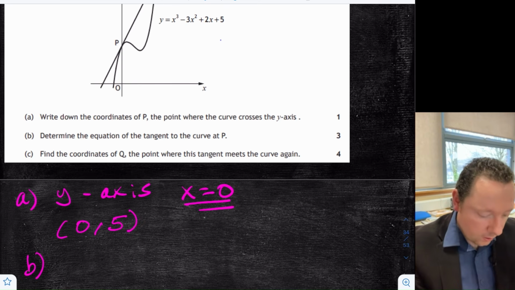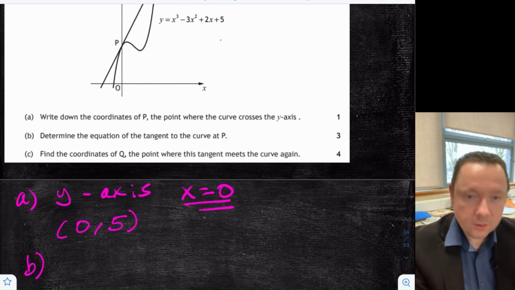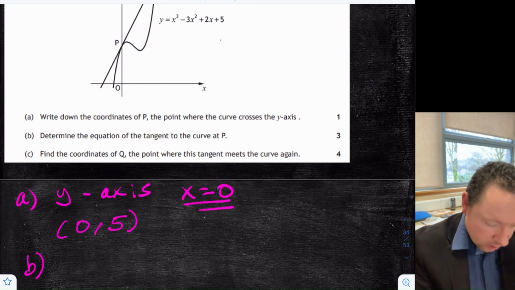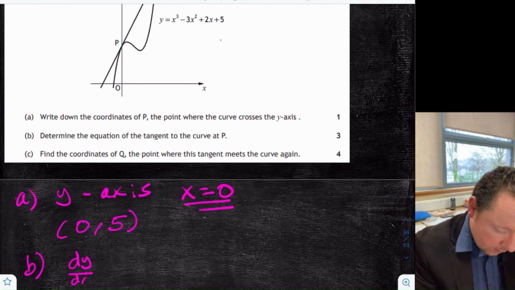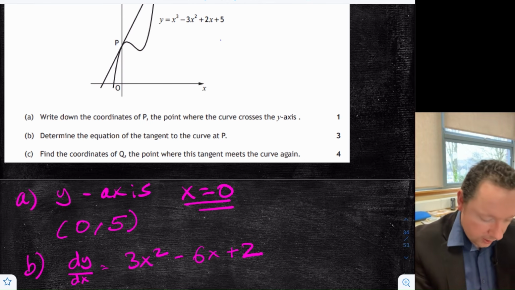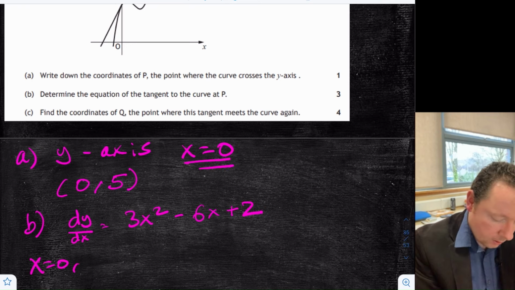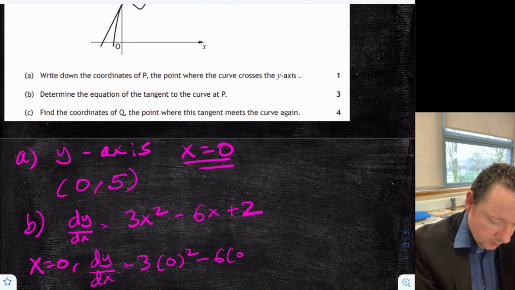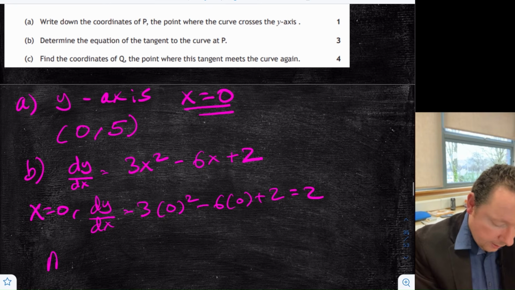Part B, determine the equation of the tangent to the curve at P. The equation of a tangent, I can find the gradient by differentiation. So dy by dx is equal to 3x squared minus 6x plus 2. And at the point P, we already know x equals 0, y equals 5. So when x equals 0, dy by dx equals 3 times 0 squared minus 6 times 0 plus 2, which equals 2. So our gradient equals 2, and our point P, remember, is (0, 5).